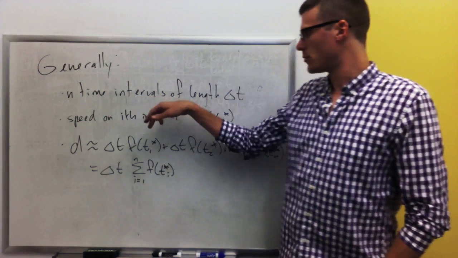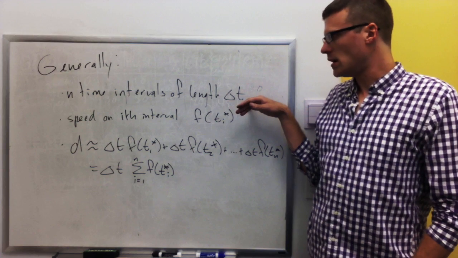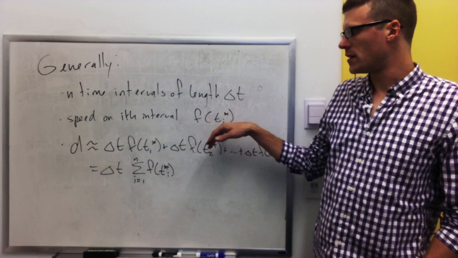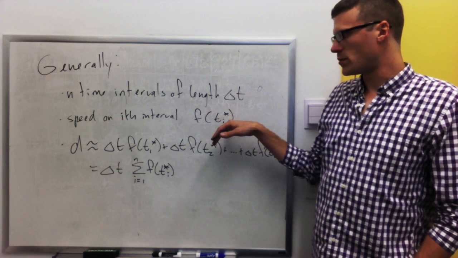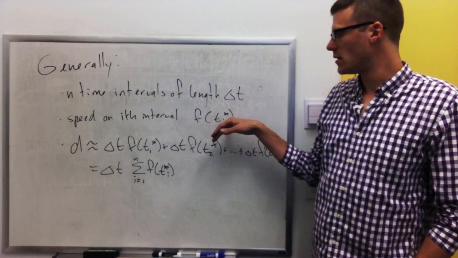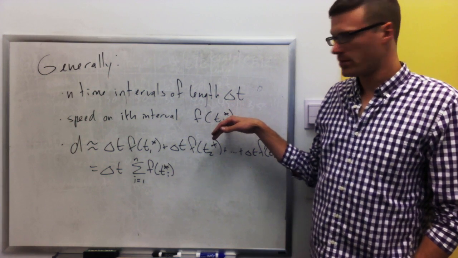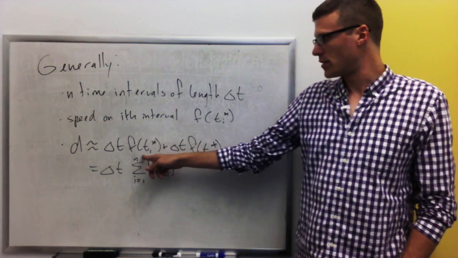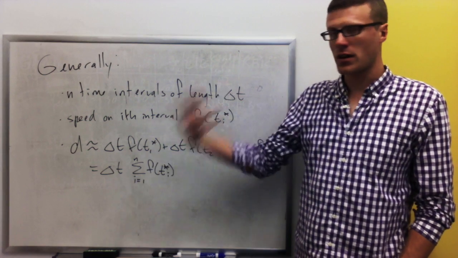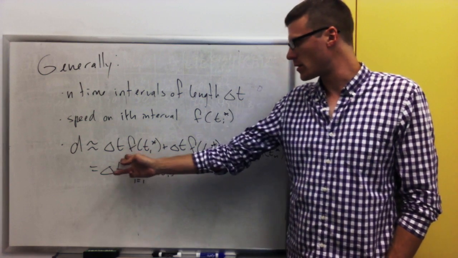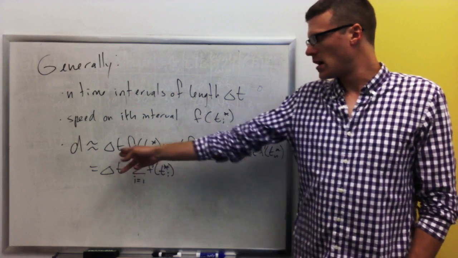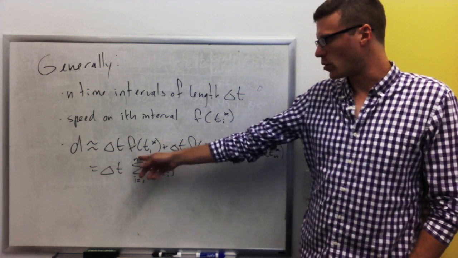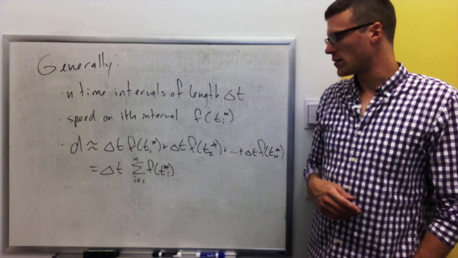We have n time intervals of length delta t. On each time interval, we have a speed given by f of t sub i star. This is just meant to indicate that this is some random time in the middle of the ith subinterval. And then the distance is approximated by the length of the time interval times the speed. That gives me an approximation of how far I've moved over the first time interval, the second time interval, etc. I add those all up, and this, again, looks like delta t times the sum from 1 to n of f of t i star.